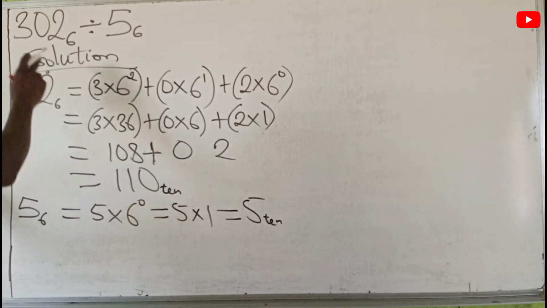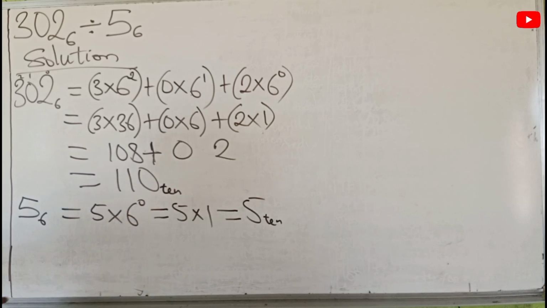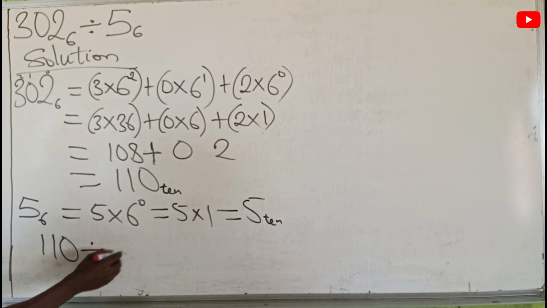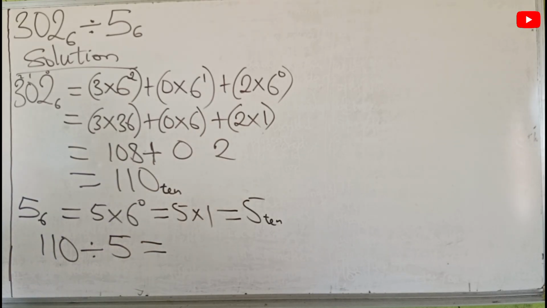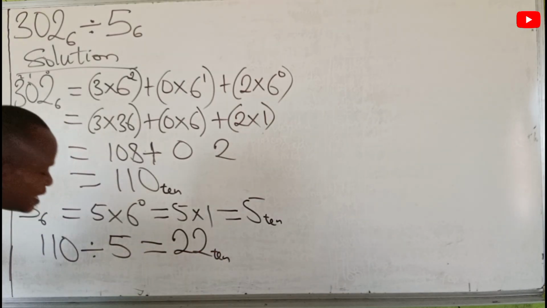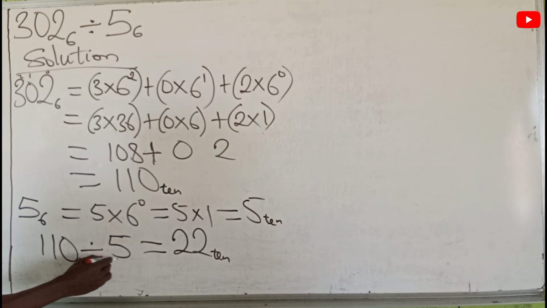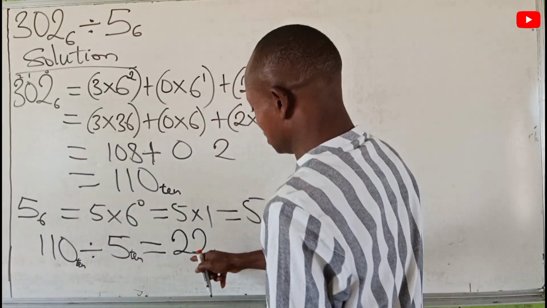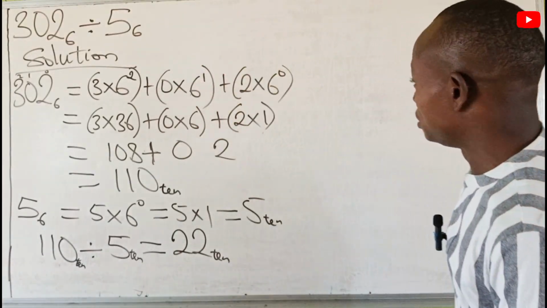So that means 302 in base 6 divided by 5 in base 6 is the same thing as 110 in base 10 divided by 5 in base 10. And of course, 110 divided by 5 will give us 22. So our answer in base 10 is 22. Now, I have done this division in base 10, so what is left now is to convert this 22 back to base 6, since the question is given in base 6.